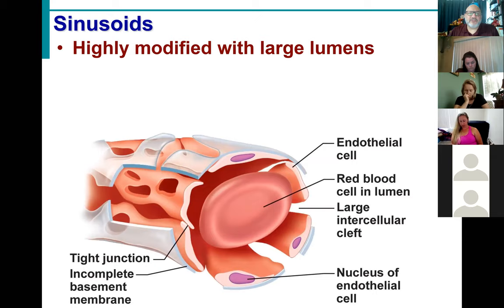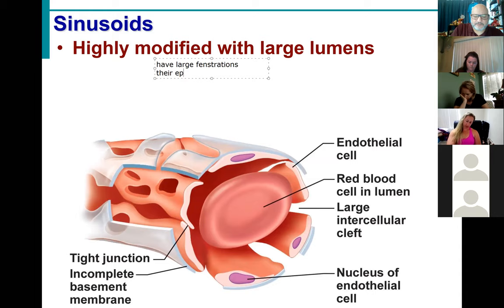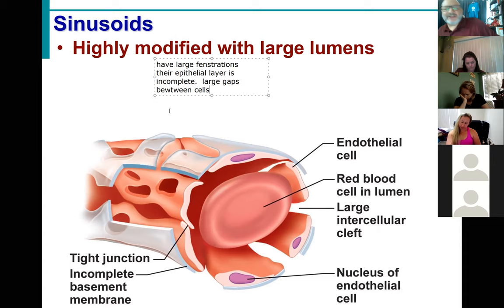Notice our sinusoid capillaries have large fenestrations. But even more than the large fenestrations, their epithelial layer is incomplete. There are large gaps between cells. And these large gaps between the cells are going to be big enough spaces where large things like a red blood cell or a white blood cell or other things can get into and out of the capillary.